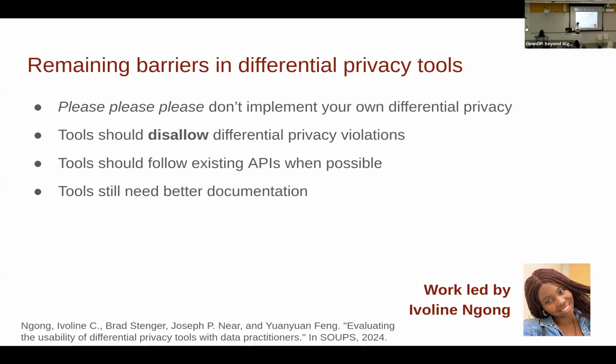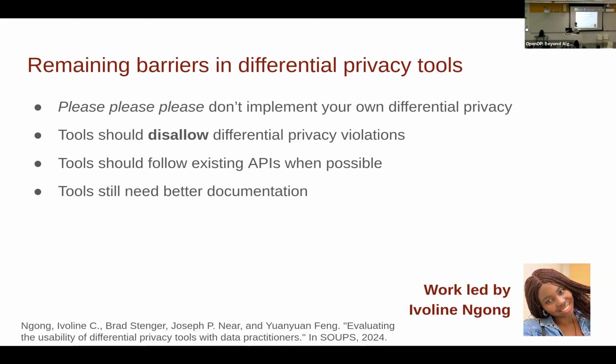So I think we have some ideas of how to prevent those violations. I think there's also some usability things that folks are doing a much better job of now, like following existing APIs when we can, and working on documentation. These are things that definitely came up in our study, and people are working on these now. Is there a question?